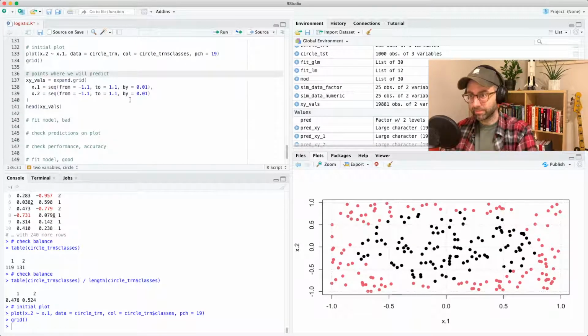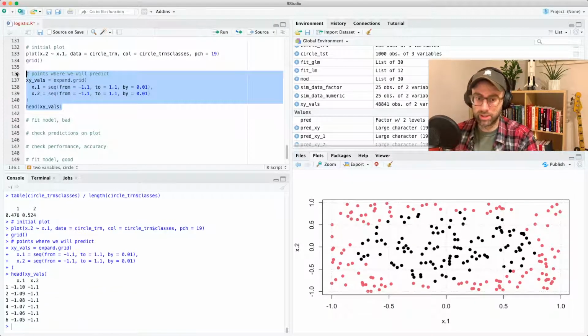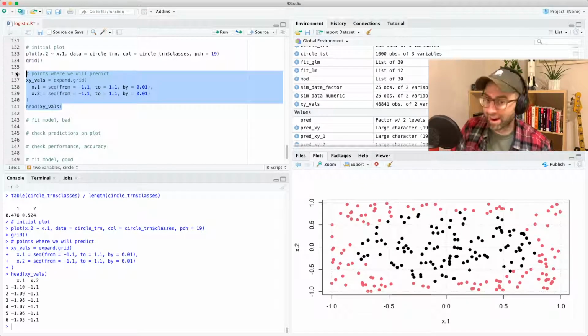Okay. So this is just that similar trick I did last time, because I'm going to predict at a bunch of grid points and color it accordingly. This time, I first want to fit a bad model and plot it, and then I will fit a good one. So that's why I had those notes to myself.